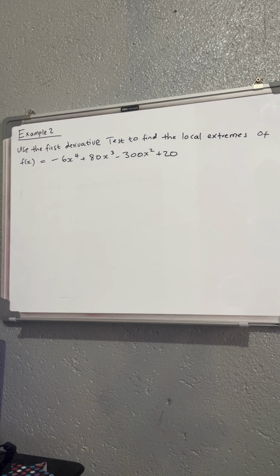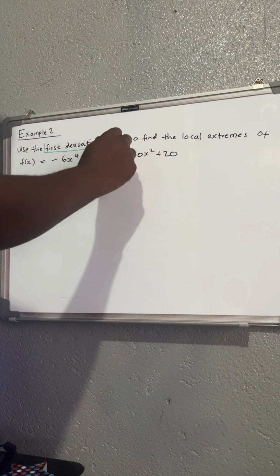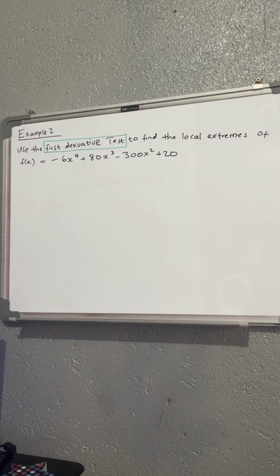In this video, we're going to be looking at what we call the first derivative test. So basically with our first derivative test, we are using the first derivative of the function that we have. In this instance, we are given our f of x, which is minus 6x to the exponent 4 plus 80x to the exponent 3 minus 300x squared plus 20.